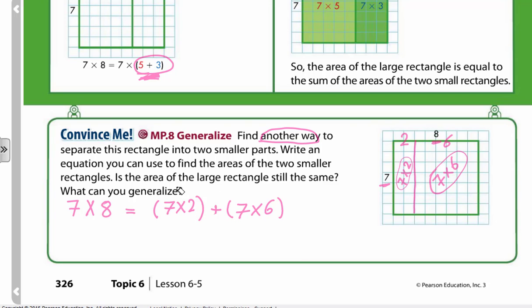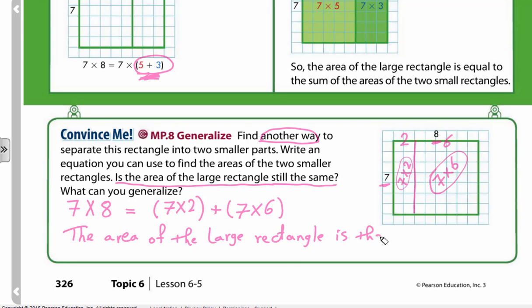Is the area of the large rectangle still the same when you break it into two small squares? Yes. Of course it will be the same. So the answer should be yes, the area of the large rectangle is the same.